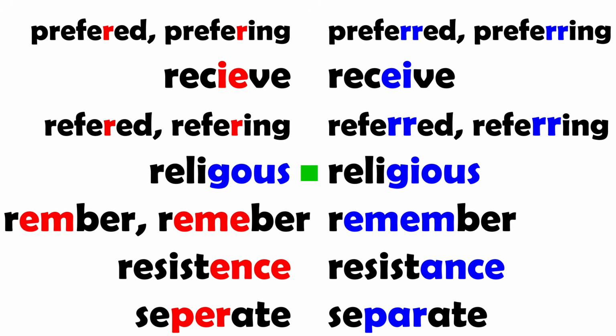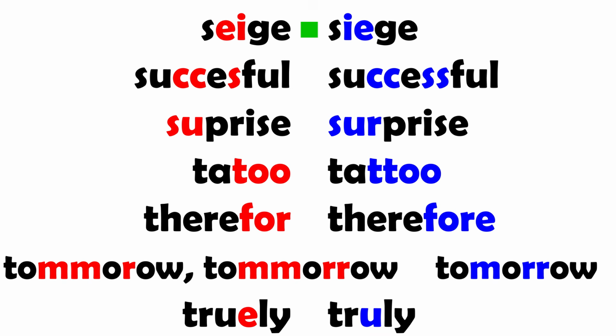Religious. The word religious ends with G-I-O-U-S. Remember. Remember has M-E-M in the middle. Resistance ends with A-N-C-E. Separate. Separate has P-A-R in the middle. Seize. I before E. Successful. The correct spelling of successful has 2 C's and 2 S's. Surprise. Surprise begins with S-U-R.